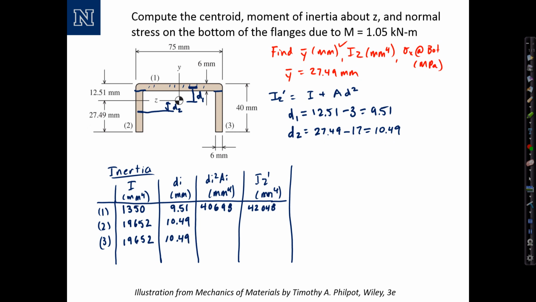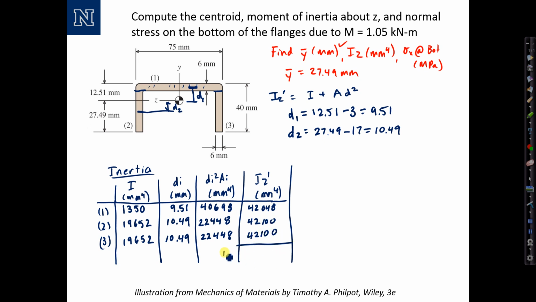d2 squared times A, the area of those sections, was 204 millimeters squared from the previous video. So the product is 22,448. It's the same for both sections. And then finally adding together the first and the third column gives 42,100. Same for both sections.